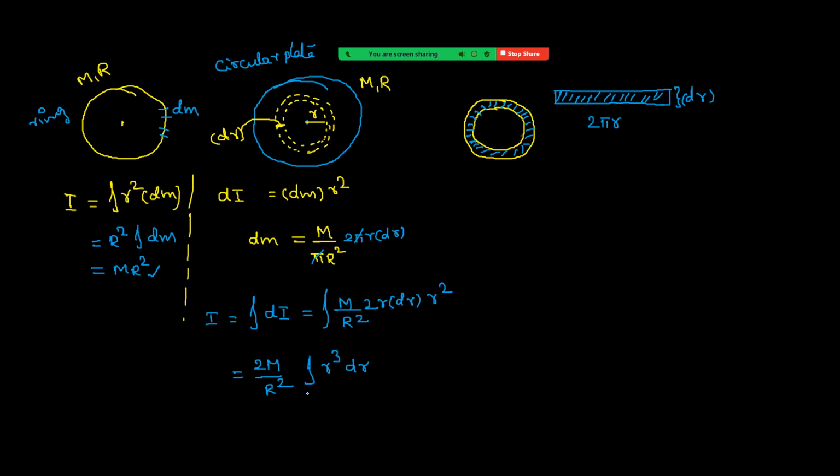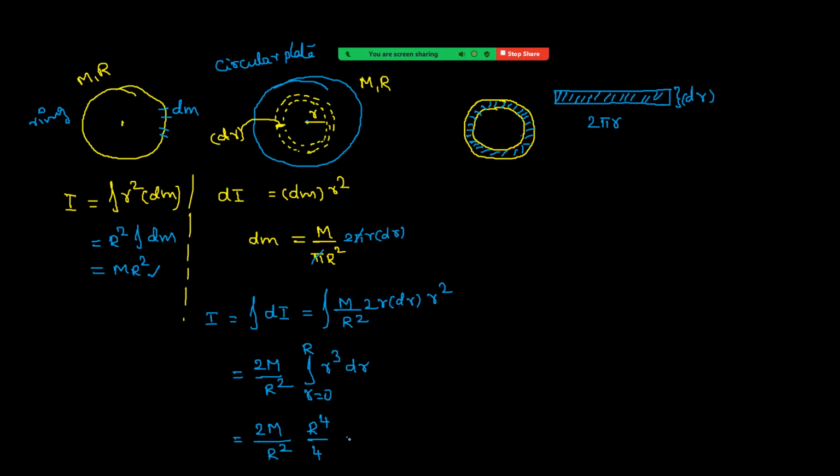Like this, we have to consider all rings from r equal to 0 up to capital R. So we have taken the disk, or you can say circular plate, as a combination of rings. And the remaining part is just calculation: it is 2M by R square, integration of r cube dr, which is r power 4 by 4. Now take limits.